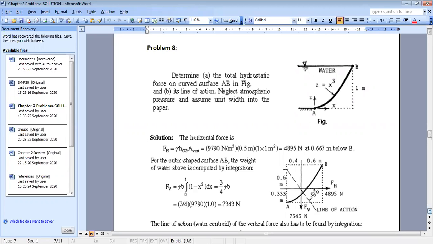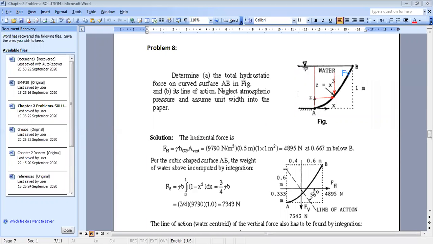So here it's more simple, because here you have just the surface and you have the fluid above the surface. Okay, so here you can directly use the course material given. If I have a curved surface, I can decompose the action of water on the surface into two: I have the vertical force and the horizontal force. Now how to find these forces? So this is, let's say, F vertical, and this is F horizontal.